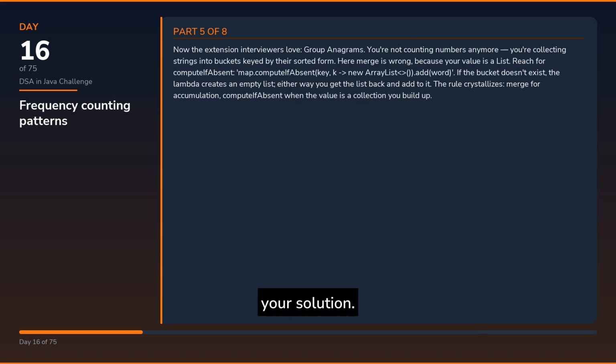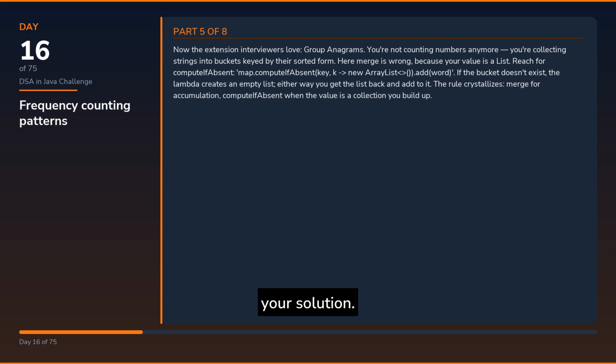Now the extension interviewers love, group anagrams. You're not counting numbers anymore. You're collecting strings into buckets keyed by their sorted form. Here merge is wrong, because your value is a list. Reach for computeIfAbsent. map.computeIfAbsent(key, k -> new ArrayList<>()).add(word). If the bucket doesn't exist, the lambda creates an empty list. Either way, you get the list back and add to it.